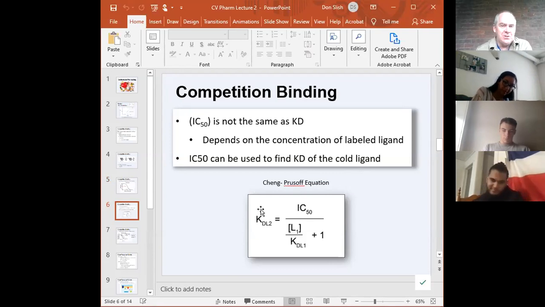So what we're showing here is the KD of ligand 2 is equal to the IC50 of ligand 2 over the concentration of ligand 1, the hot ligand, divided by the KD of ligand 1. So this is the hot ligand here, its concentration and its KD. Here's the concentration of cold it took to displace it. And from this equation, you can find out the binding constant of the cold drug to the receptor. Okay, does that make sense?